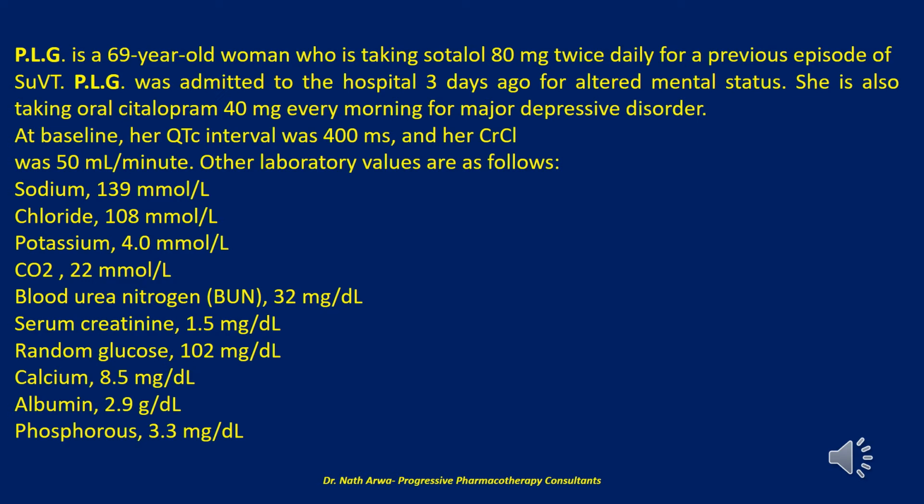Other laboratory values are as follows. Sodium of 139 millimoles per liter. Chloride of 108 millimoles per liter. Potassium of 4.0 millimoles per liter. Bicarbonate of 22 millimoles per liter. Blood urea nitrogen of 32 mg per deciliter. Serum creatinine of 1.5 mg per deciliter. Random glucose of 102 mg per deciliter. Calcium of 8.5 mg per deciliter. Albumin of 2.9 grams per deciliter. Phosphorus of 3.3 mg per deciliter.